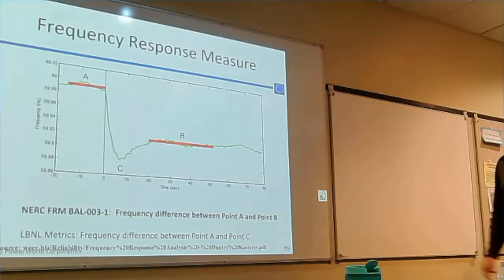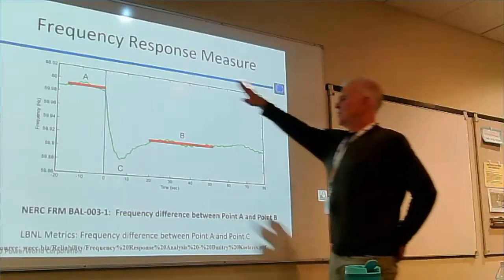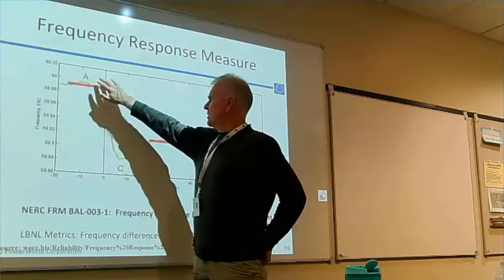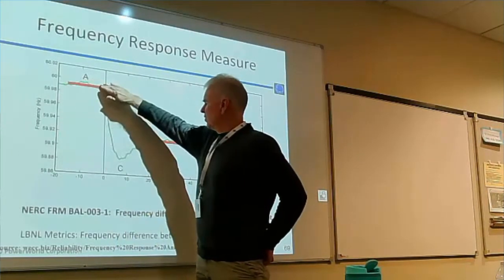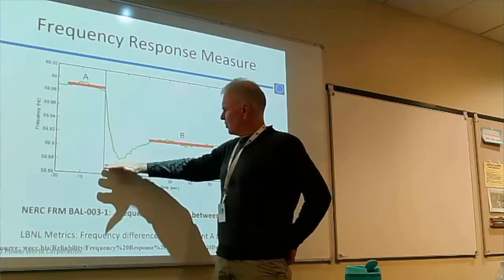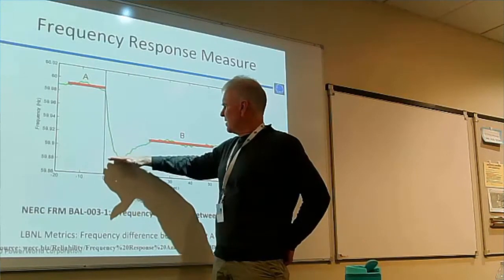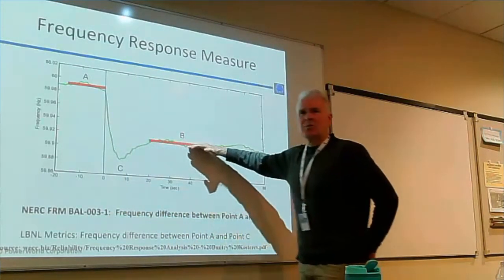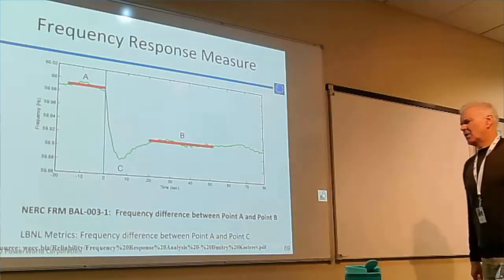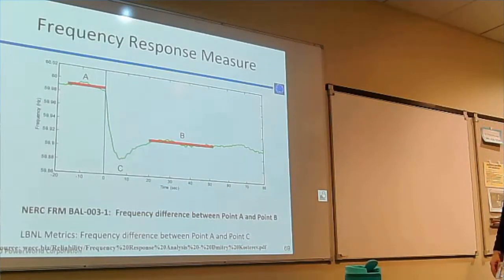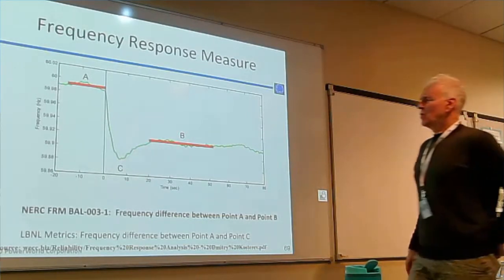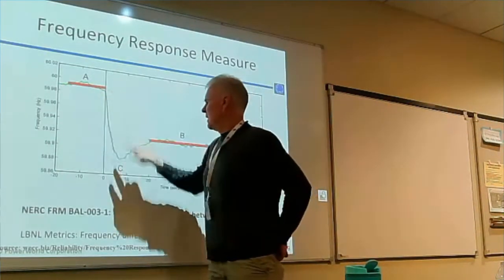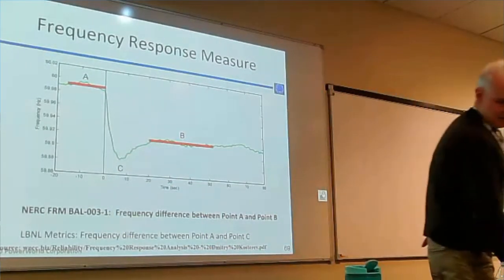There are different metrics for frequency response. You're operating at some point here before a fault occurs. Then when the fault occurs, you go down to this point C, and then you recover to point B there. And the NERC metrics look at the difference between A and B. You could also look at the difference between A and C.